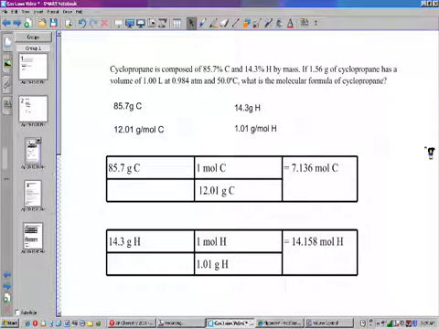So, based off of the question, we know that there are 85.7 grams of carbon and 14.3 grams of hydrogen. From the periodic table, we find that there are 12.01 grams per mole of carbon and 1.01 grams per mole of hydrogen. We do a simple stoich step here and find out that there are 7.136 moles of carbon and 14.158 moles of hydrogen. The reason we do this is to find the empirical formula.